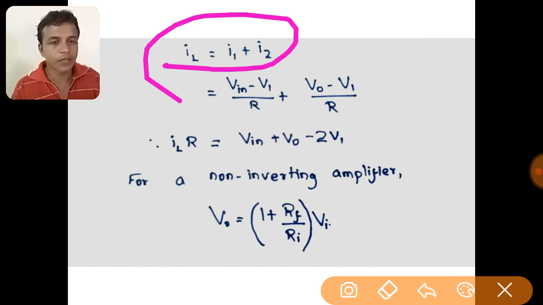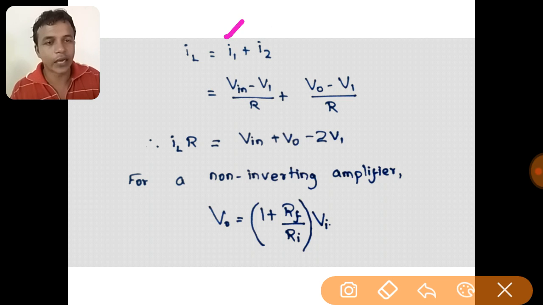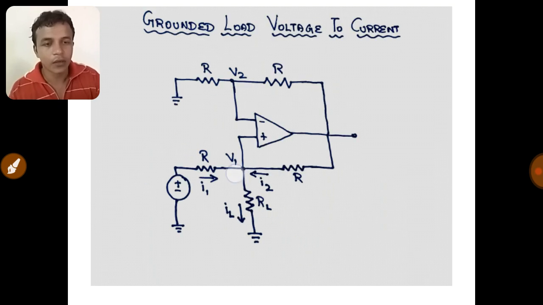Now we have to apply Kirchhoff's current law to write I1 and I2 in terms of voltage. To write I1 and I2 in terms of voltage, we have to apply Kirchhoff's current law at that point. So what is Kirchhoff's current law for I1?